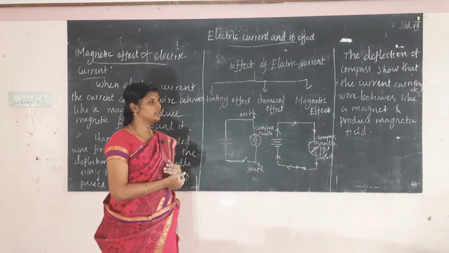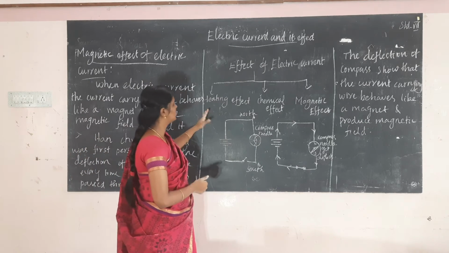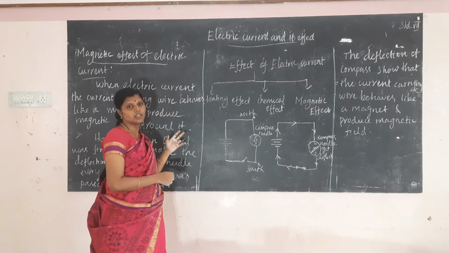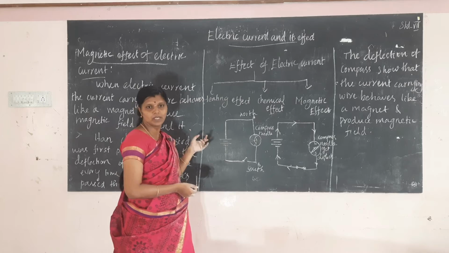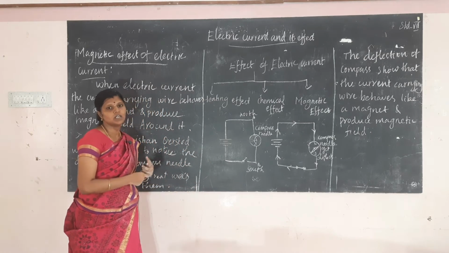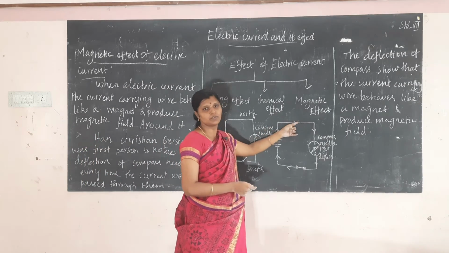Good morning students. In the last class we learned about the heating effect of electric current and its applications, the causes of excessive current flow, and the electric bulb and electric fuse. Today's class we are going to discuss the magnetic effect of electric current.